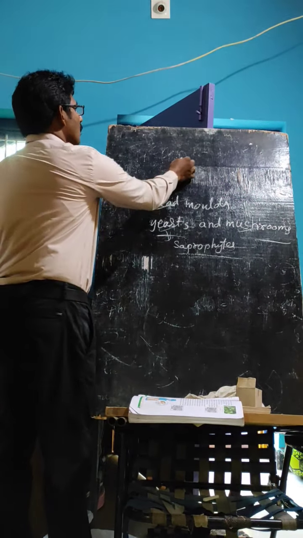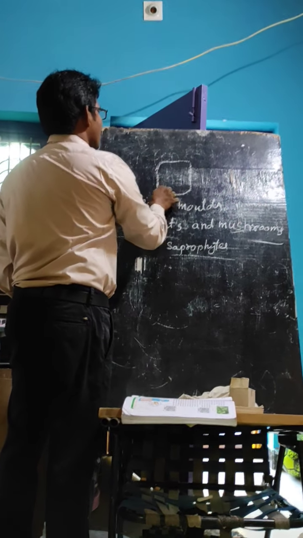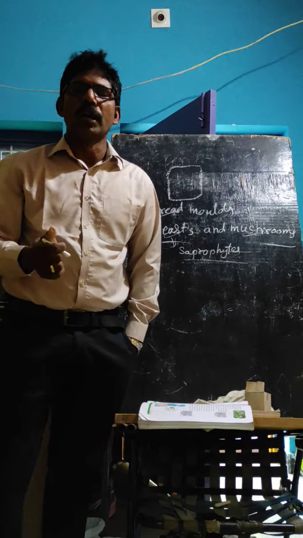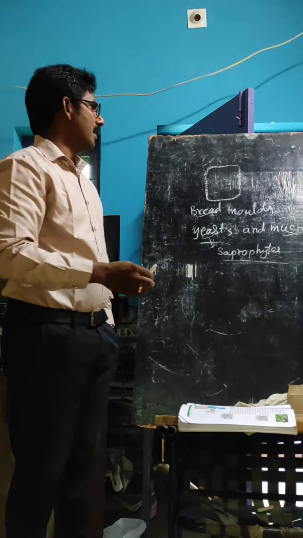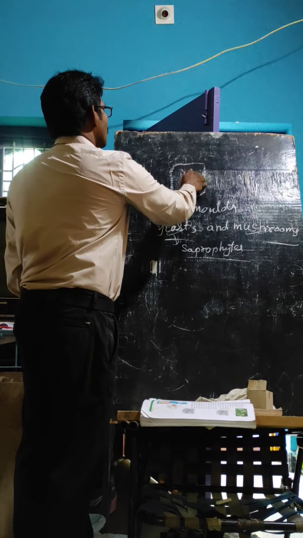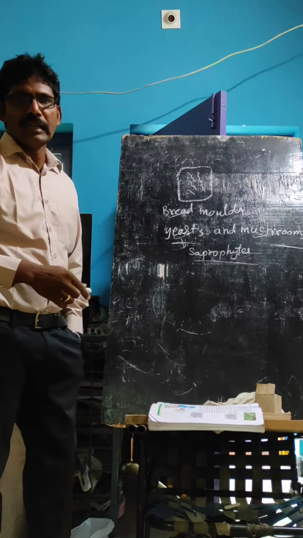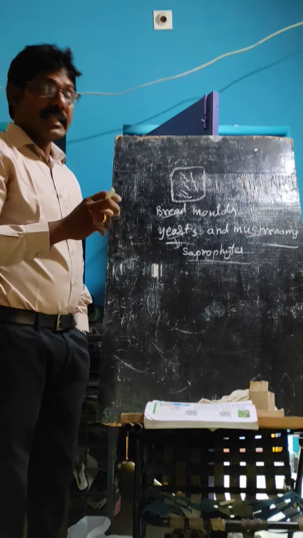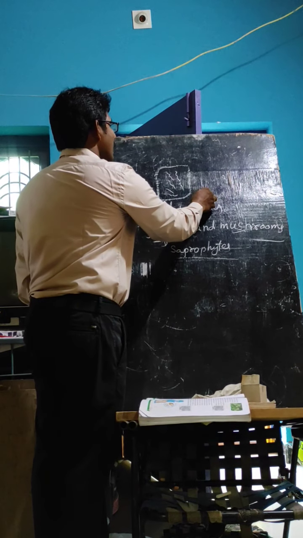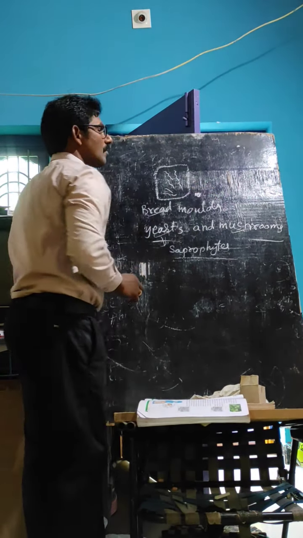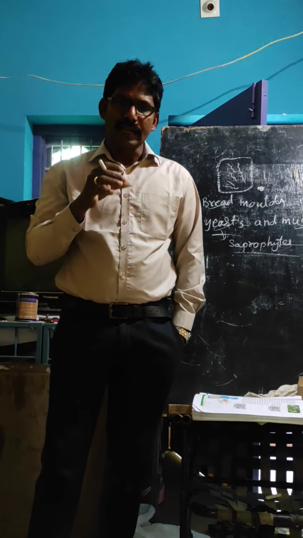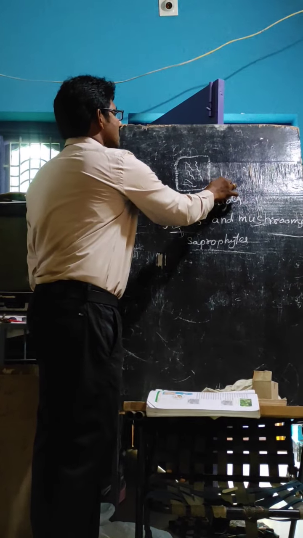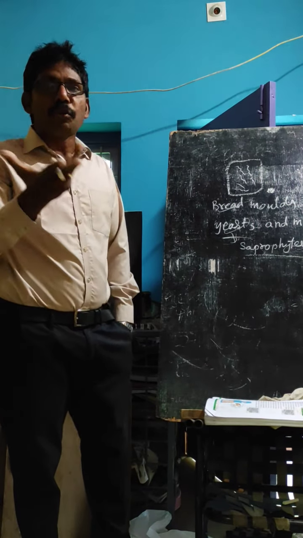For example, think of a piece of bread, and the bread mold, called rottebuzu in Telugu, or fungus, is growing on it. They release some enzymes into the bread, and the piece of bread melts and turns into a liquid state. Then they absorb it.